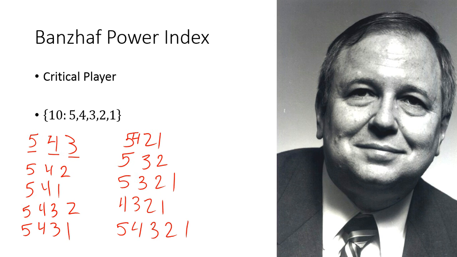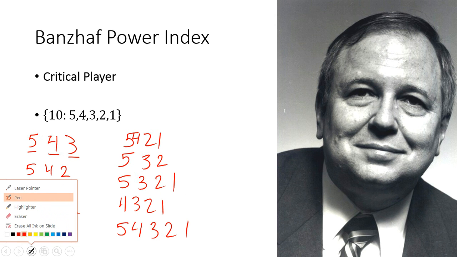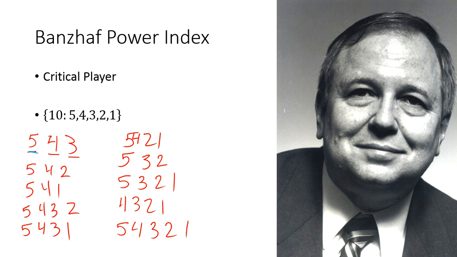We have 1, 2, 3, 4, 5. It looks like we've got about 10 of them. And so now what we want to do is identify all the critical players. Okay, so the first one we have 5, 4, and 3. The next one, if we remove any of these, they're all critical players, so every single one would be. The next one, all of them again.